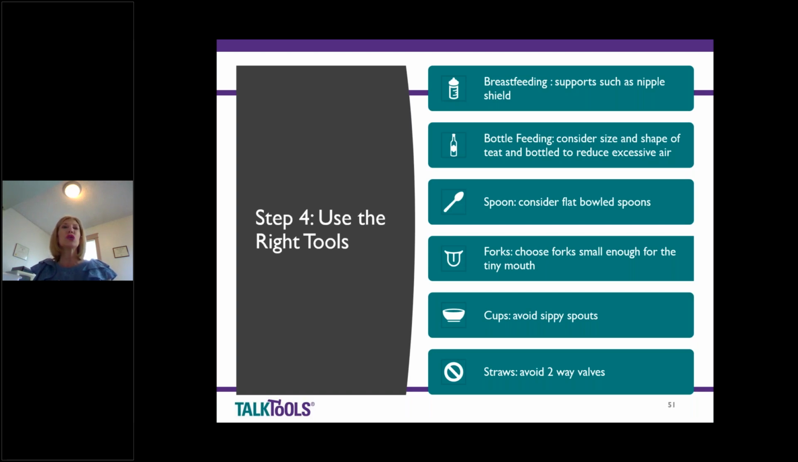Another thing for chewing that's great is using the Kids Me silicone feeder. The mesh ones tend to let a lot of bolus out at one time, but the really small feeders can be great. Cups, avoiding sippy spouts, and I'm going to show you the cups that we should be using, and straws, avoiding two-way valves. You have to remember that anything that you're going to find in a commercial store was developed for the parent, not the child's orofacial development.